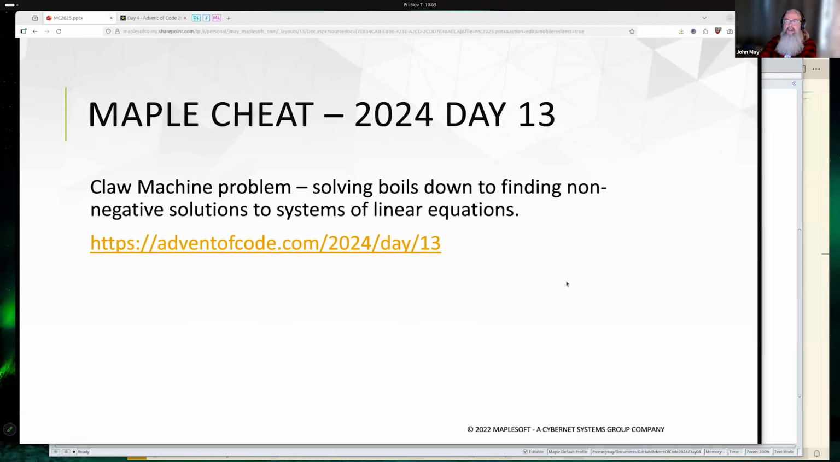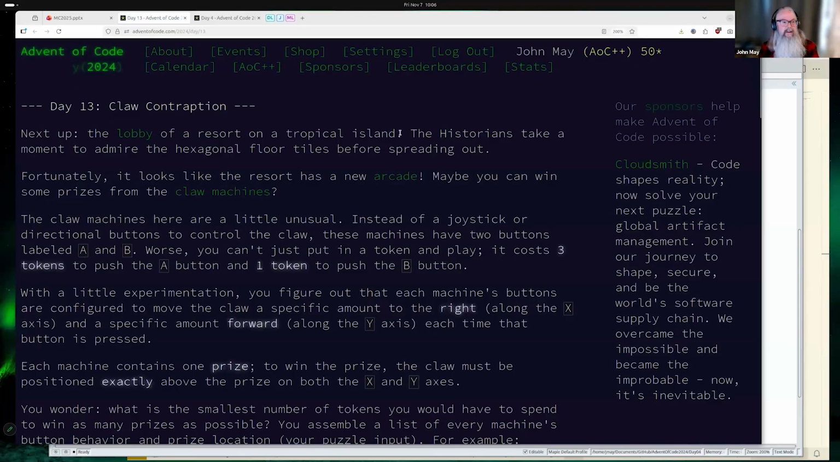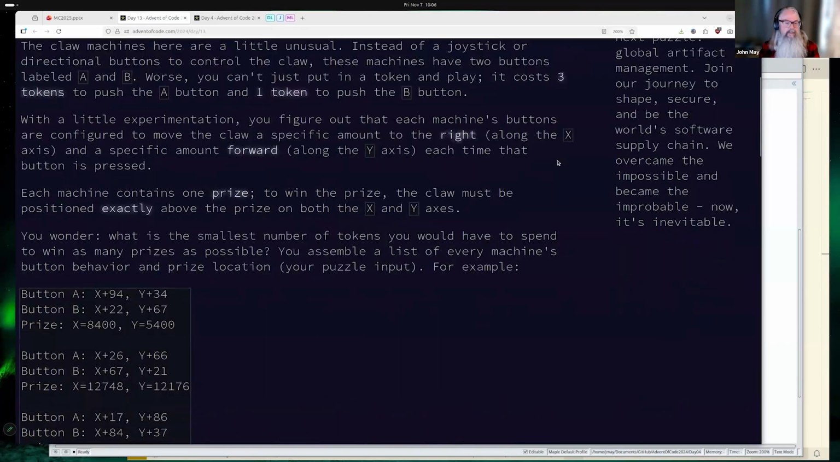Sometimes Maple has, I think I actually wrote a blog post about this on MaplePrimes, so you may have seen this particular problem before. A lot of problems, especially once you get to the middle of the puzzle challenge, end up actually being mathematical problems. And if you're able to identify that and use Maple to do it, it can be very advantageous. So let's pull up day 13 last year. Here there's a whole story. You have some claw machines.